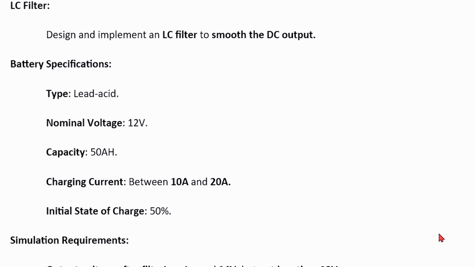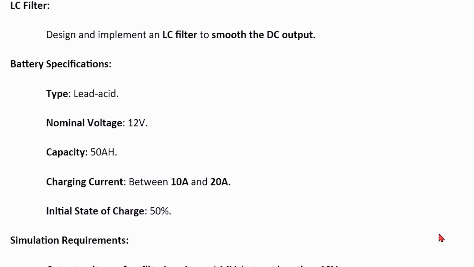Battery specifications. Type, lead-acid. Nominal voltage, 12 volts. Capacity, 50 ampere hours. Charging current, between 10 and 20 amperes. Initial state of charge, 50%.